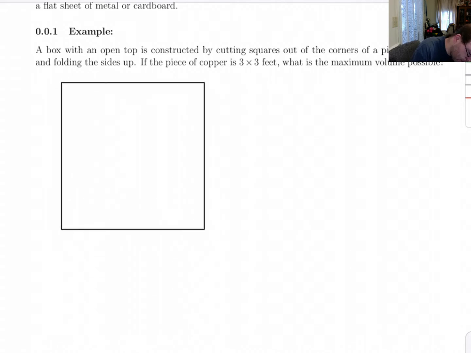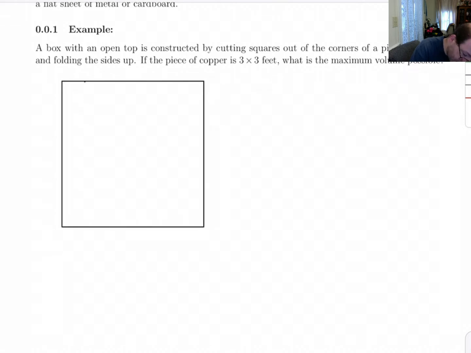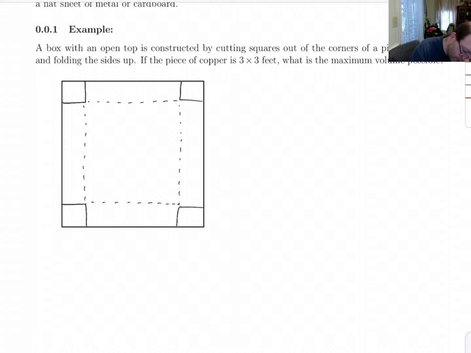So let's just look at what's going on there. We've got a square here of, in this case, copper. What we do is we cut corners out of it. And then we fold along these lines. So those four little squares are going to be wasted. But we take this, we fold along those lines, and we wind up getting a square box with no top. And it looks like this.